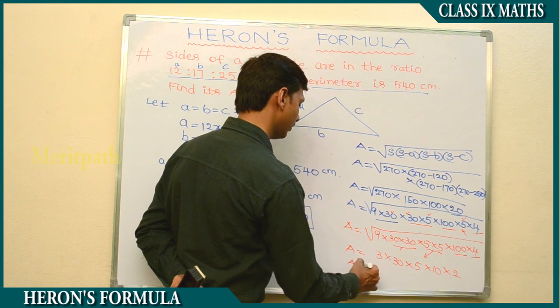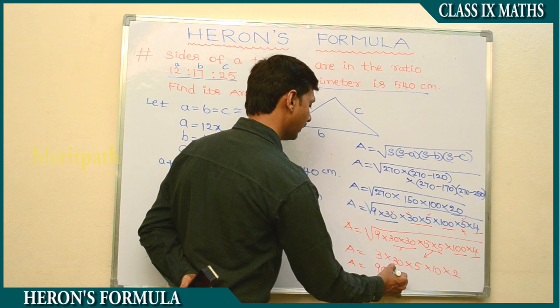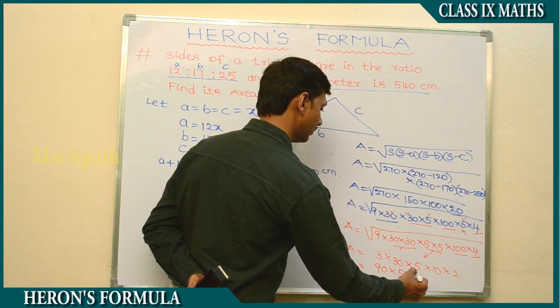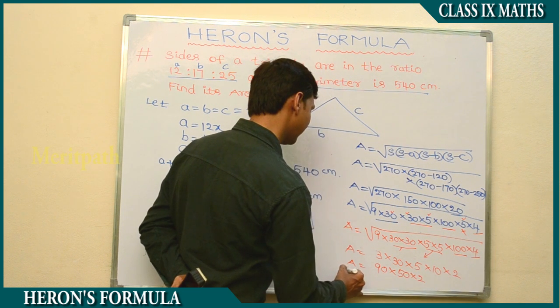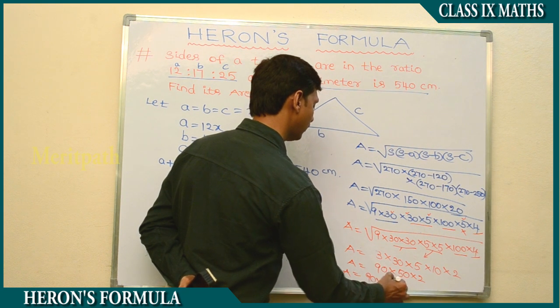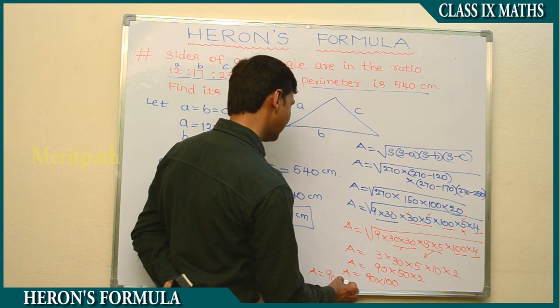So A is equal to, 3 3s are 9, so 90 into 50 into 2. So 50 into 2. So capital A is equal to 90 into 100. So finally we get A is equal to 9,000 centimeters square.